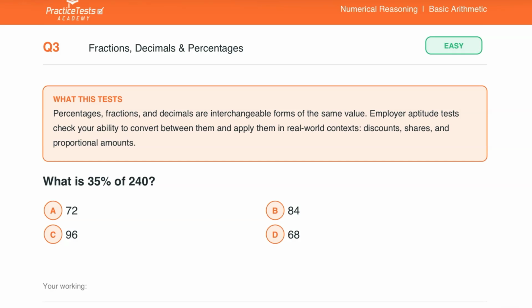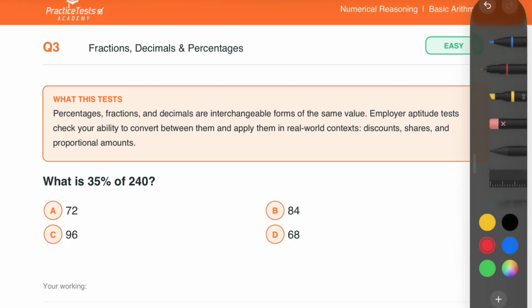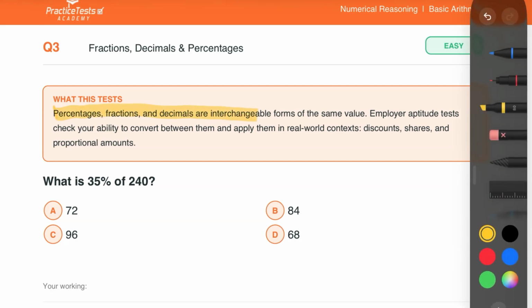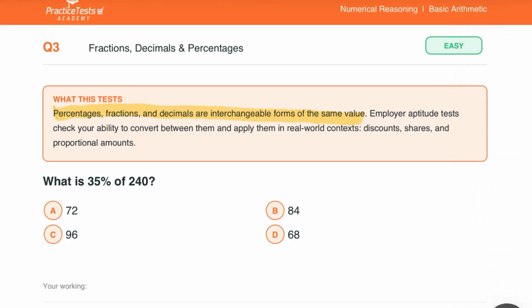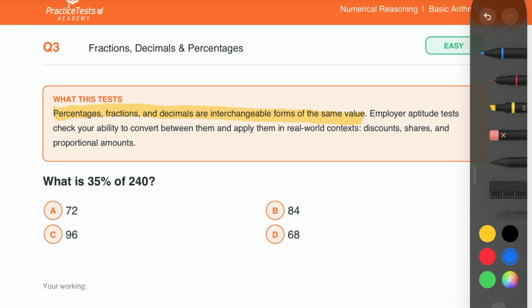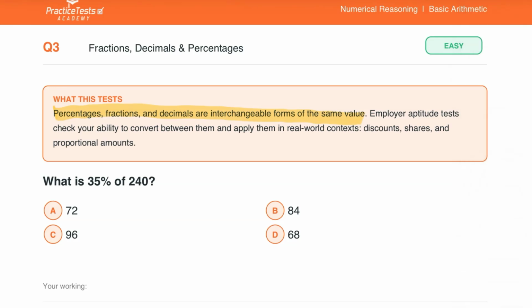Remember, percentages, fractions, and decimals are interchangeable forms of the same value. They are different forms of showing the same value. For instance, to make it simple, as a percentage we'll say 20%. I can show it as a fraction as 20 over 100, or simplified, it can be shown as 1 over 5.